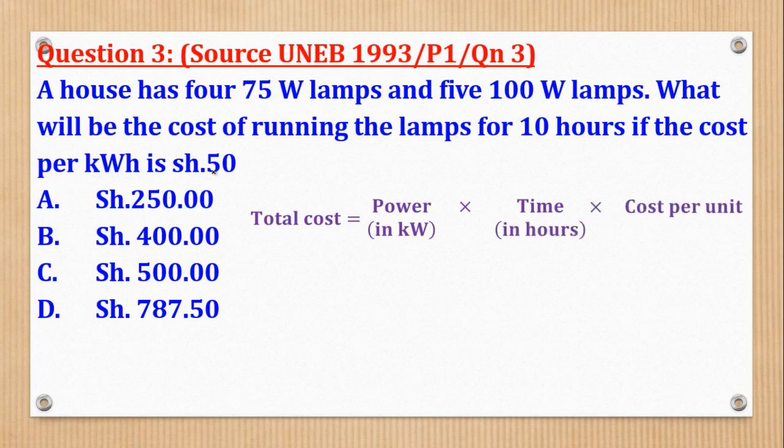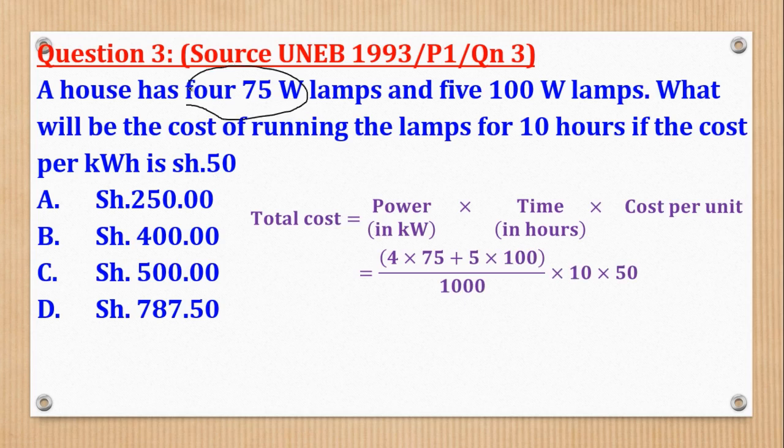So you first got the formula still, then we substitute. Now the power, there are 4 75-watt lamps. That gives you this 4 times 75. Then there are 5 100-watt lamps. That gives you this 5 times 100. Now that will be in watts, so we shall divide it by 1000 to get the kilowatt.